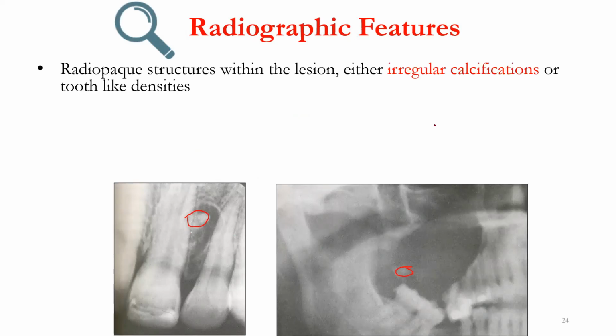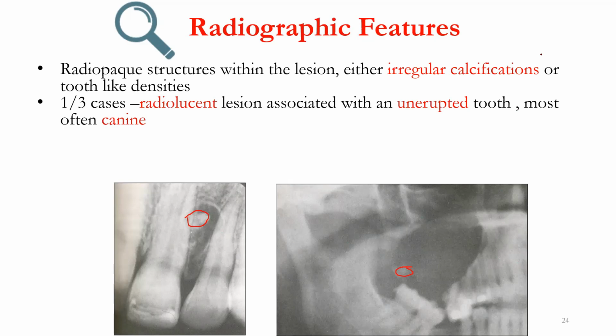So these are radio-opaque structures, that is the calcifications, and they can be irregular in shape, as you can see in both these x-rays. They're quite irregular in shape, but sometimes they can even appear like tooth-like structures or tooth-like densities. So the cyst itself is radiolucent, and it is associated with an unerupted tooth, and most often the canine is commonly affected. And the size can go up to 2 to 4 centimeters in its greatest diameter.